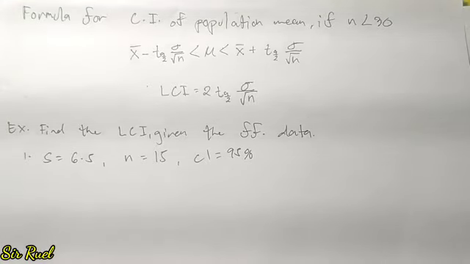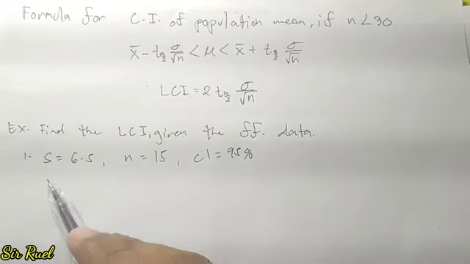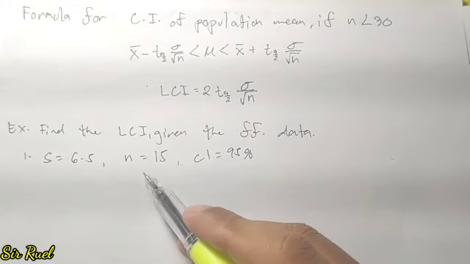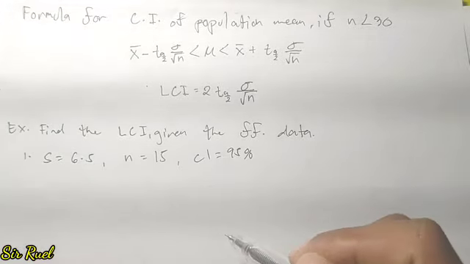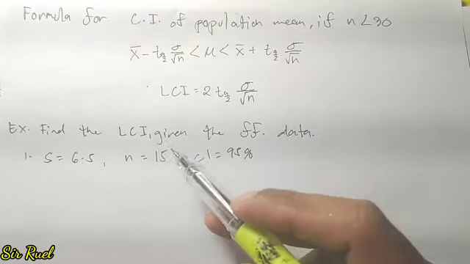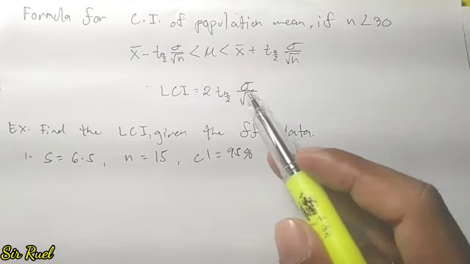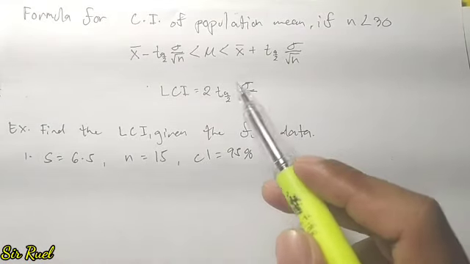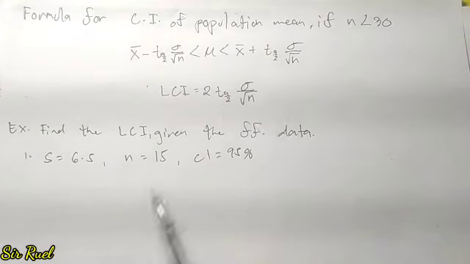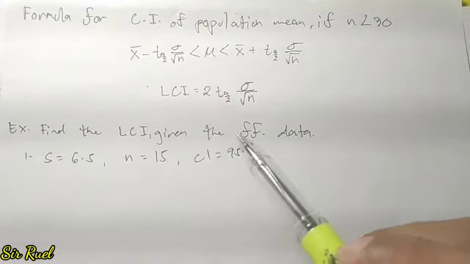For example, find the length of confidence interval given the following data. Yung S natin dito, yung sample standard deviation, is 6.5. Yung N natin is 15. Yung confidence level natin is 95%. Kung titingnan natin yung formula, meron na tayong N na 15. By the way, yung sample standard deviation, pwede natin ipalit dito sa population standard deviation. Yun lang yung i-assume natin na itong sample is population. Assuming lang naman.